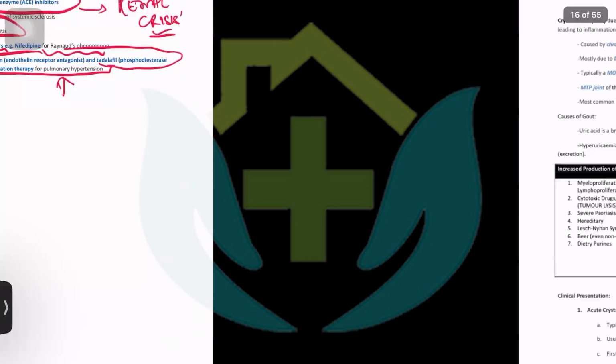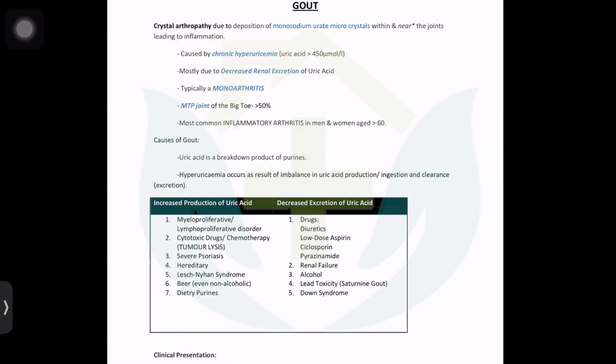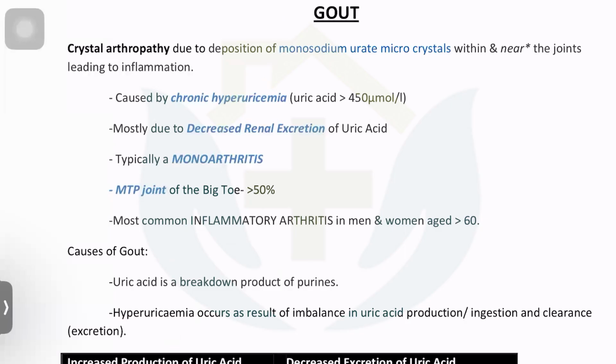So we'll take up another topic now. We'll begin with gout. Now, gout is very important. Gout and pseudogout. These are basically classified under which kind of arthropathy? Anyone? Crystal arthropathy. Yep. So it is basically a crystal arthropathy.